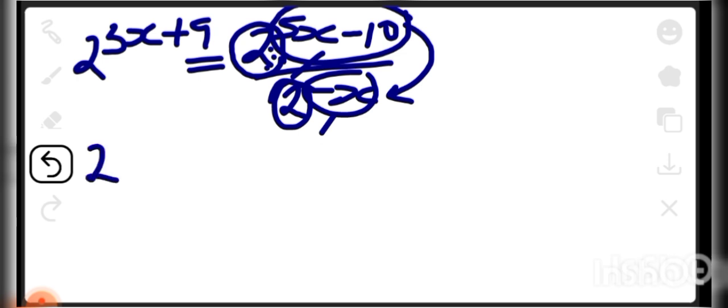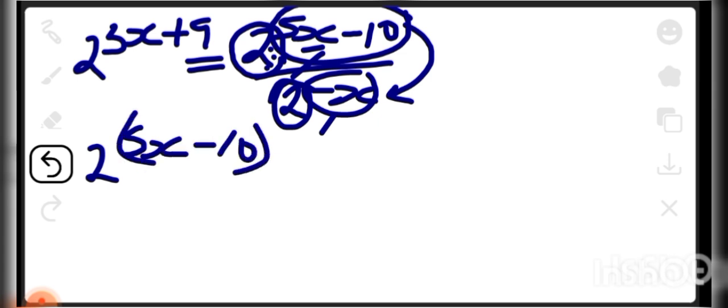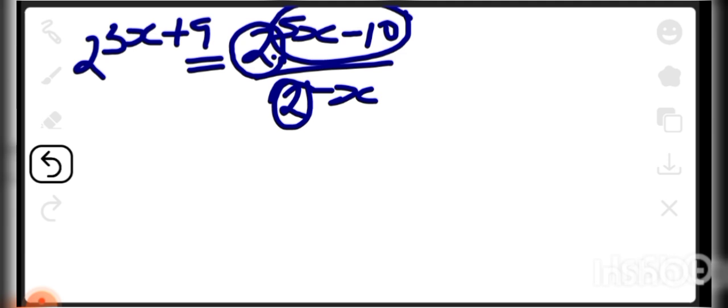This 2 raised to power 5x minus 10, then minus this power here, which is minus x. That's how it's going to be. But this will be too long. I have a very short way to do this. Let me show you the short way so that you see how you should do something like this.